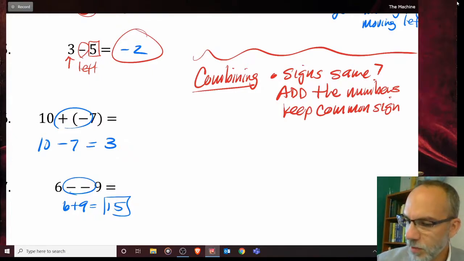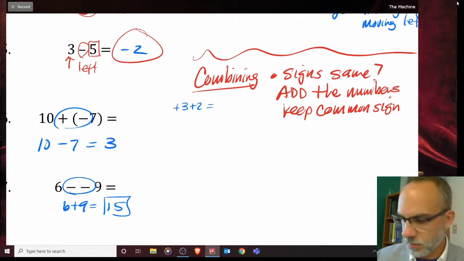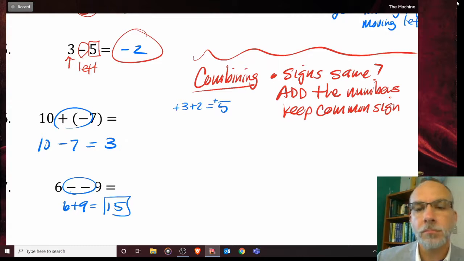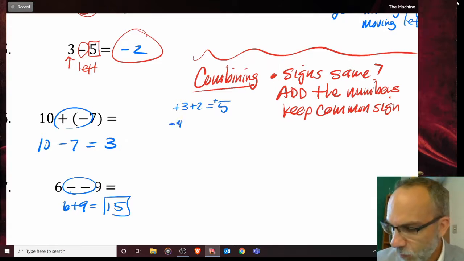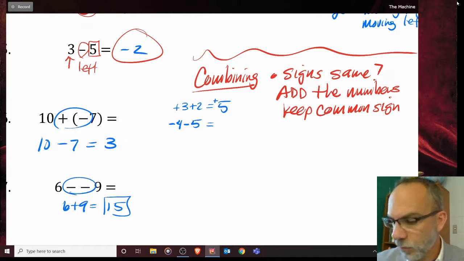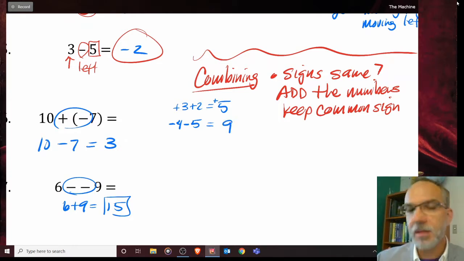So, for example, if I said positive 3 plus 2, are the signs the same? Yes. Add the numbers. Which 3 plus 2? 5. And the sign is what they both are, positive. If I had both signs negative, negative 4 minus 5, are the signs the same? Yes. Add the numbers. What's 4 plus 5? 9. Keep the sign that they both are, negative.